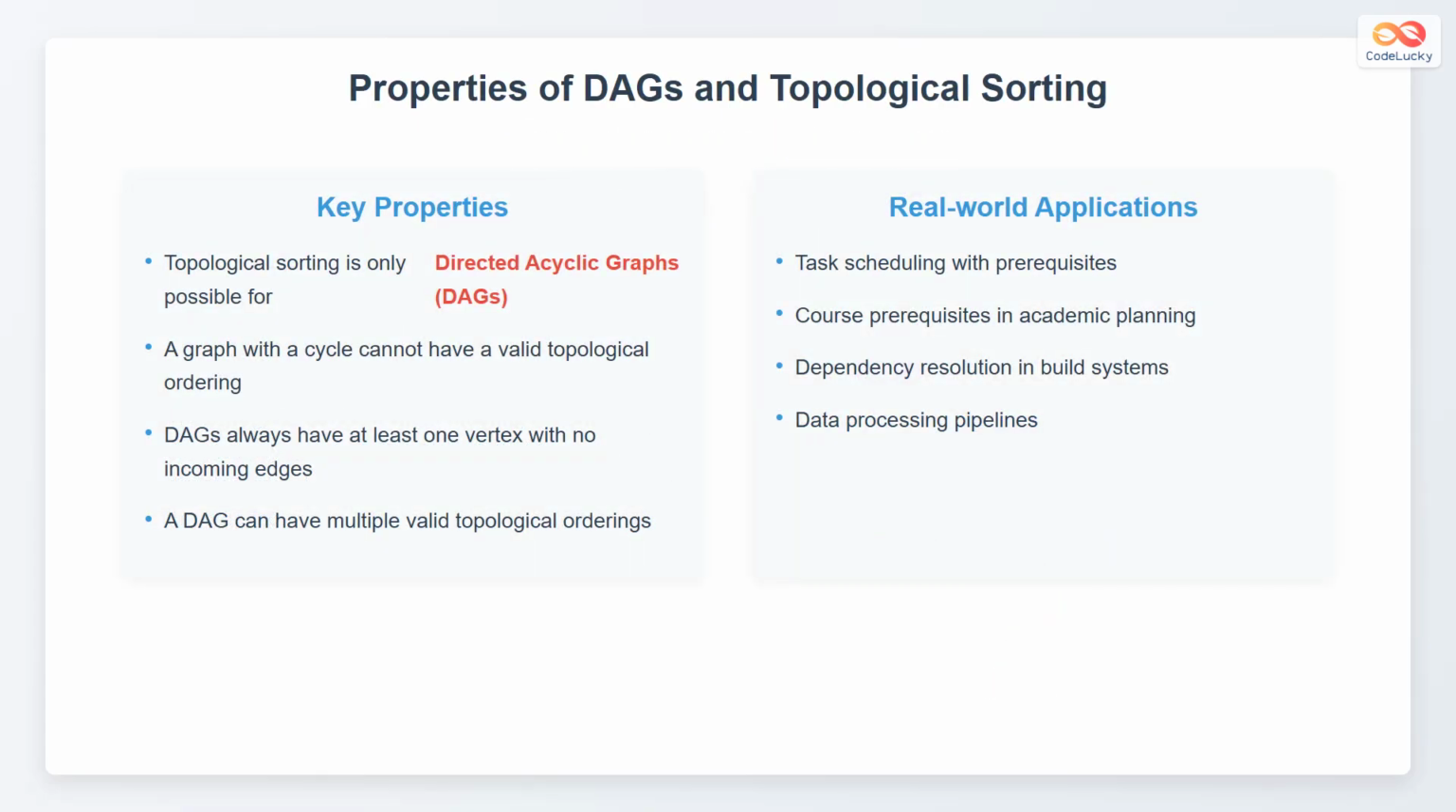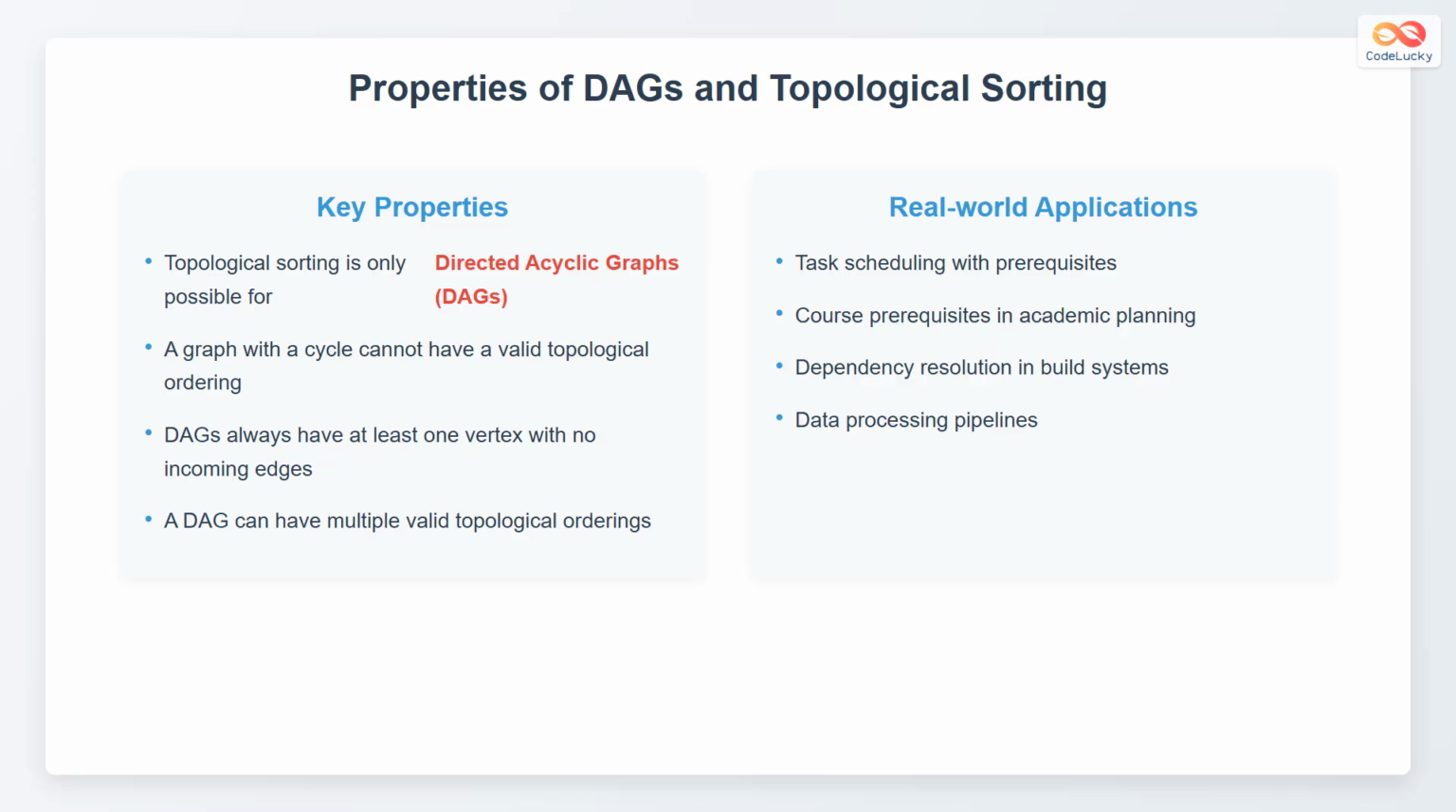Topological sorting has several key properties in real-world applications. Firstly, topological sorting is only possible for directed acyclic graphs or DAGs. A graph with a cycle cannot have a valid topological ordering. Secondly, DAGs always have at least one vertex with no incoming edges. Finally, a DAG can have multiple valid topological orderings.